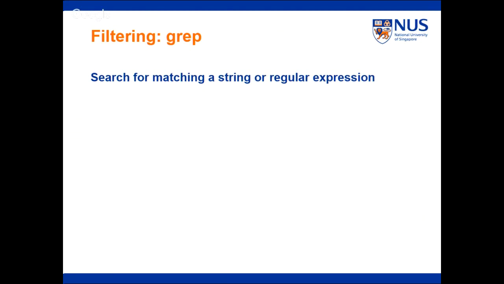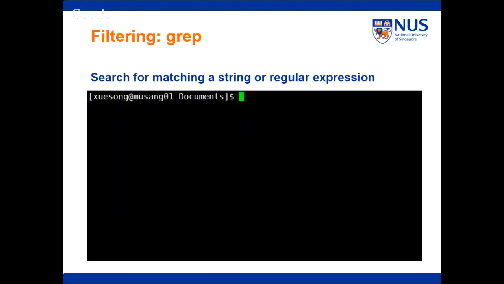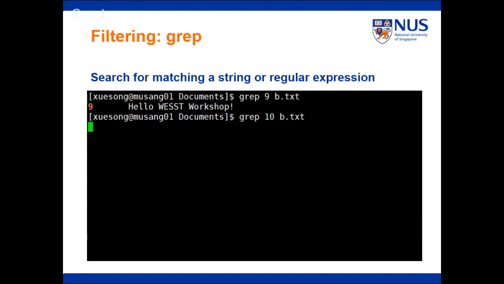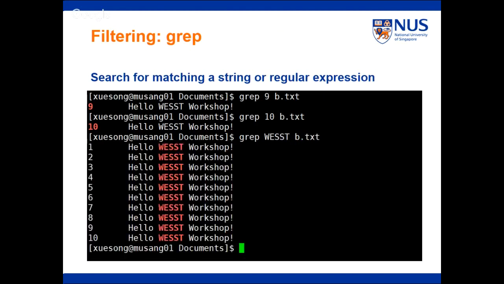And you can also use grep to filter the content of a file. Basically, it's used to match a specific string or regular expression. For example, you grep 9 in b.txt, it just returns this line, and the 9 is searched and highlighted, right? Then if you grep a keyword, it will return all the lines, because each line contains this keyword.